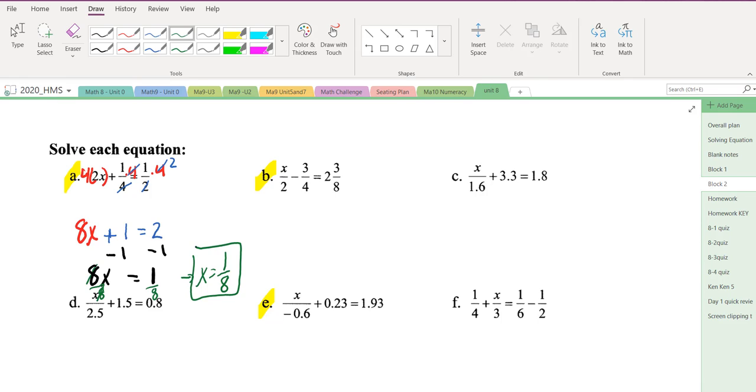Next question. Do you see a fraction? That's the first thing you should check for. Do you see a denominator anywhere? Yeah. So you go, okay, I need to get rid of the denominator.